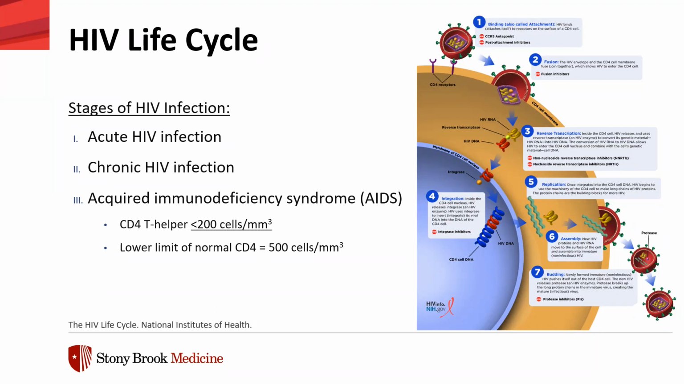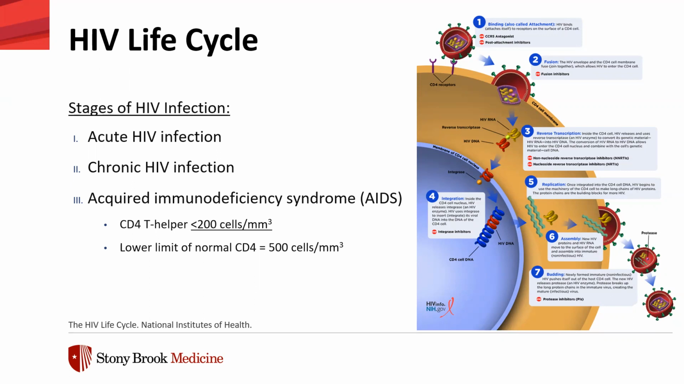As you can see on the right-hand side of this slide, there are 7 stages to the HIV life cycle. However, don't worry about trying to read this picture, as I will break this down step by step in subsequent slides. Thinking about the stages of an HIV infection, there are 3 stages.